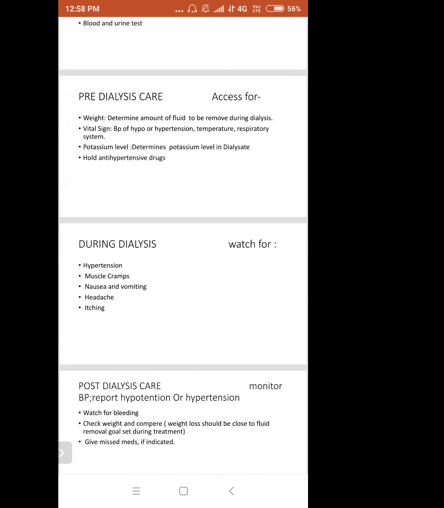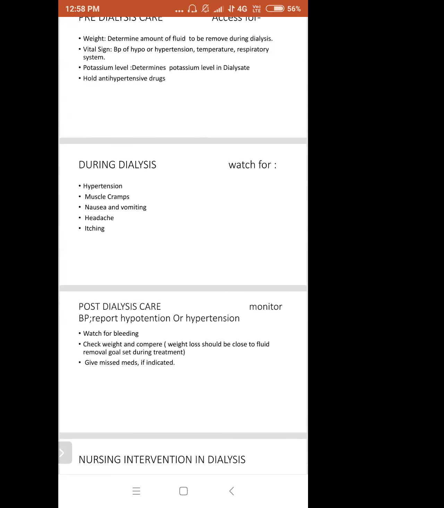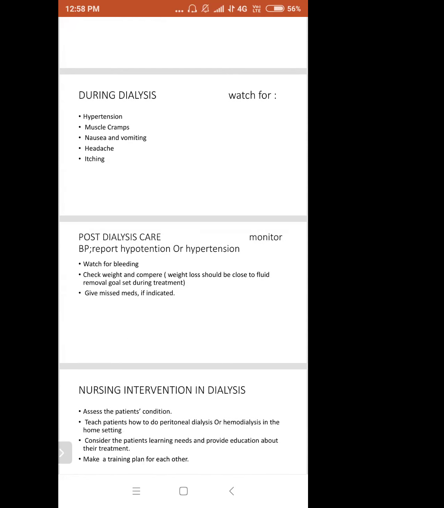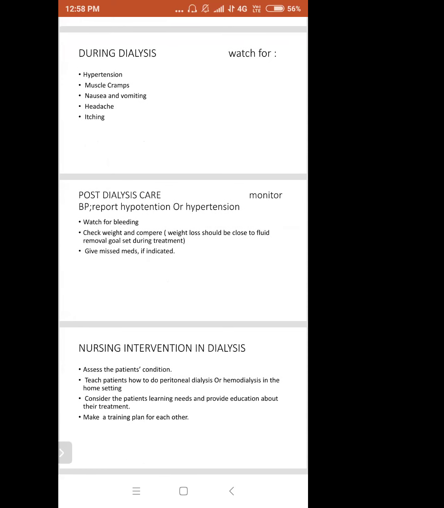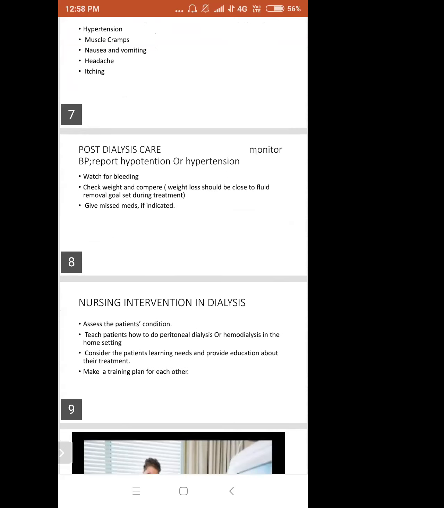During dialysis: hypertension, muscle cramps, nausea and vomiting, headache, itching. Post-dialysis care: monitor BP, report hypertension or hypotension. Watch for bleeding, check weight and compare; weight loss should be close to the fluid removal goal set during treatment. Give meds if indicated. If it's necessary, then you should give a medicine.